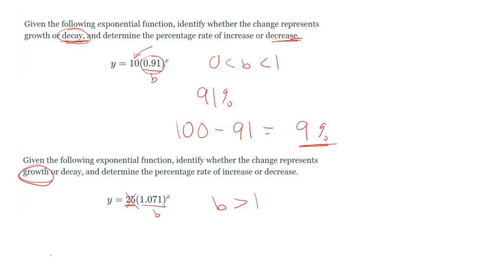This time I need to move my decimal over 2 places, just like I did on the last one. And I'm going to subtract 100. I need to figure how far over 100 it is. So if I do 107.1 minus 100, I get 7.1%. So this would be an increasing rate of 7.1%.